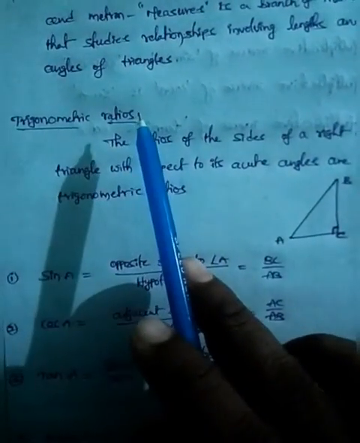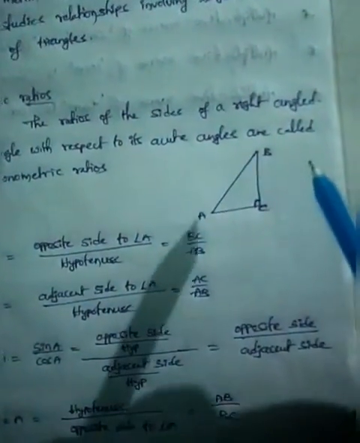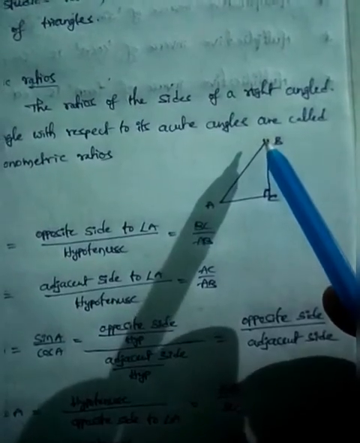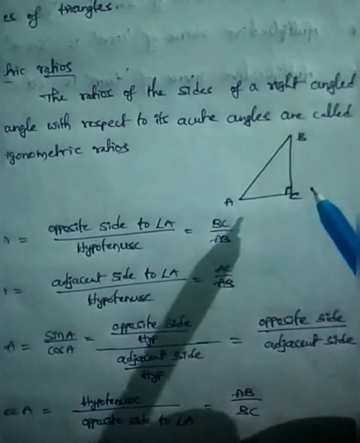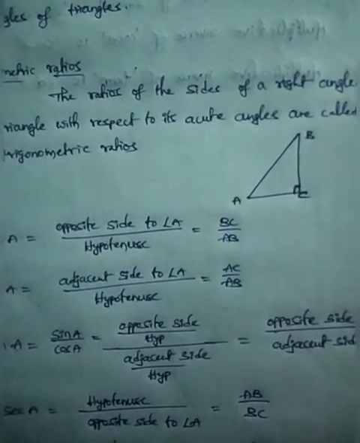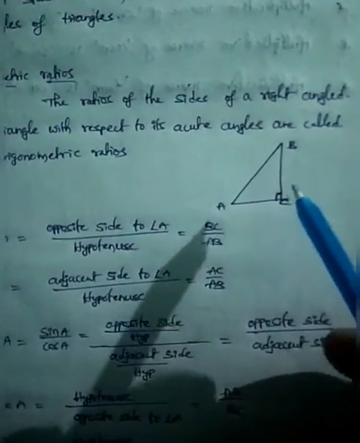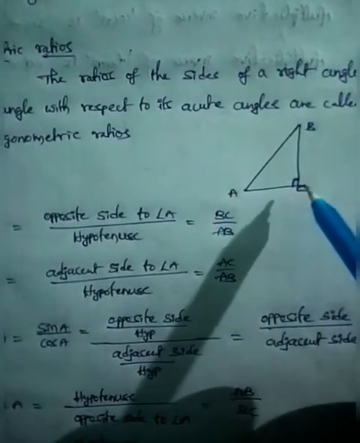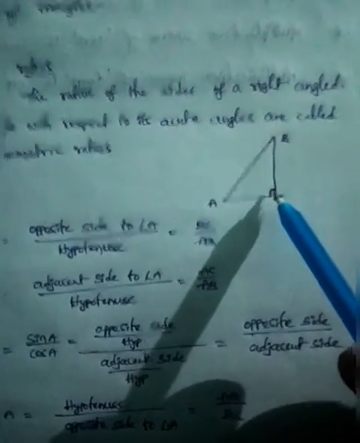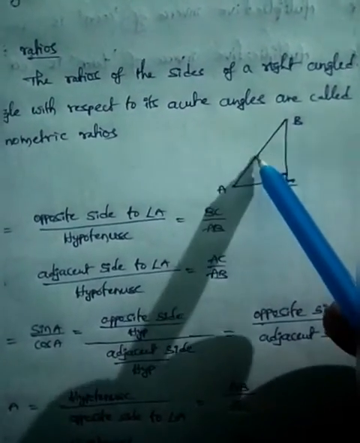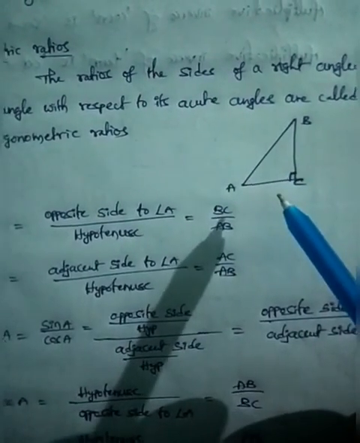Now some trigonometric ratios. Children, you know that this is a right angle triangle. The concept of trigonometry deals with right angle triangles. Look here, this is the right angle triangle, right angle at C. You know that the side opposite to the right angle is the hypotenuse and the remaining are sides.